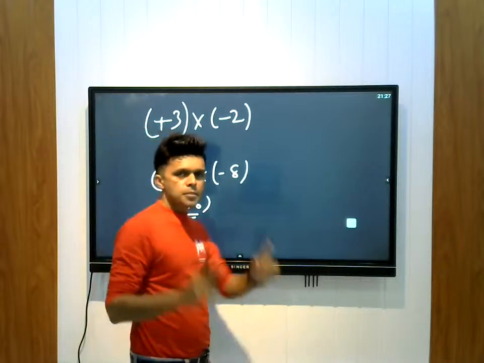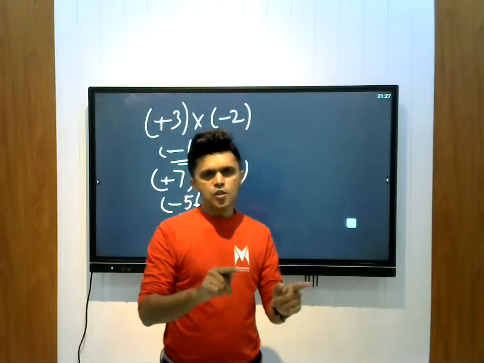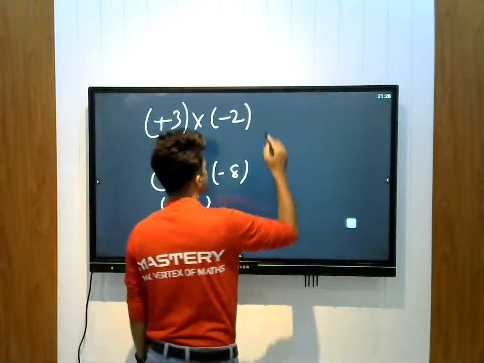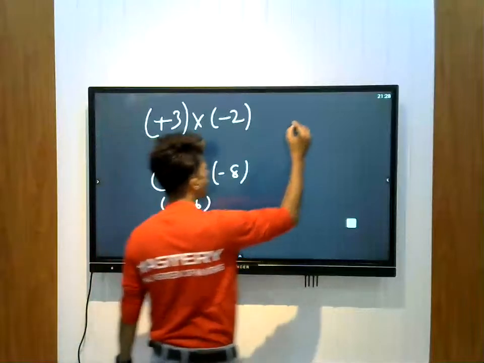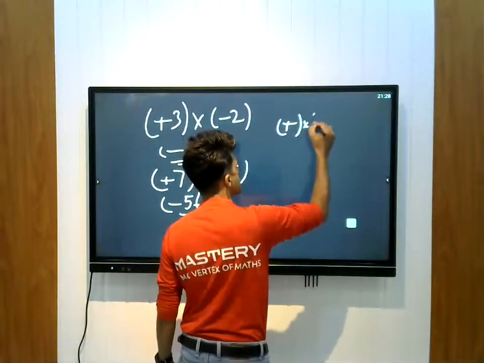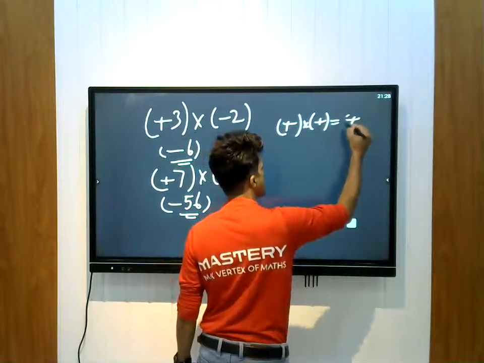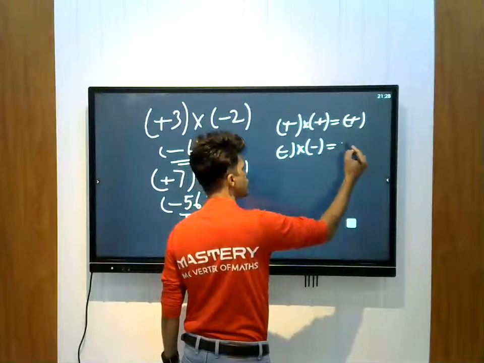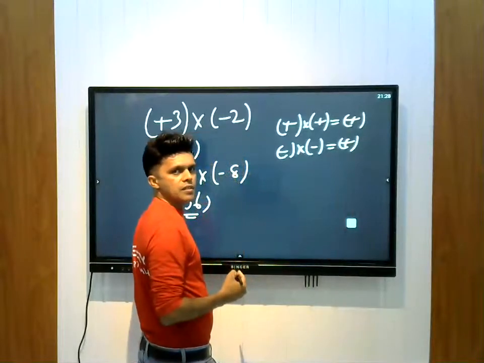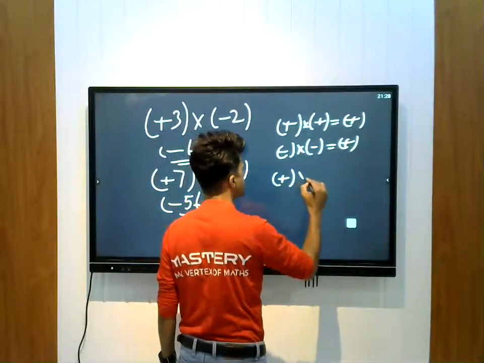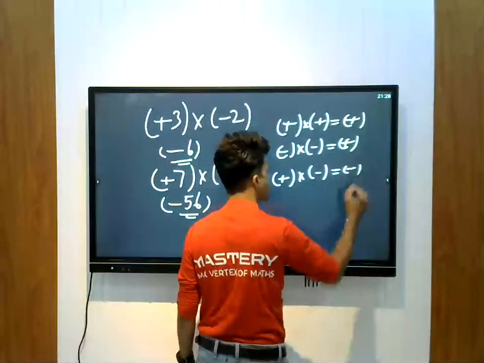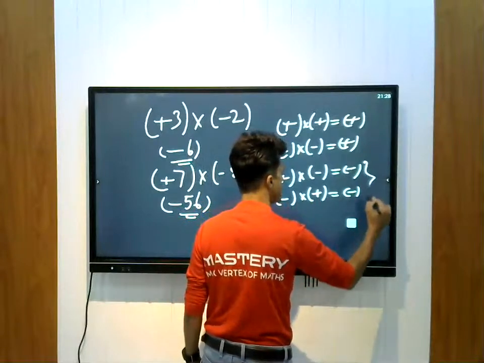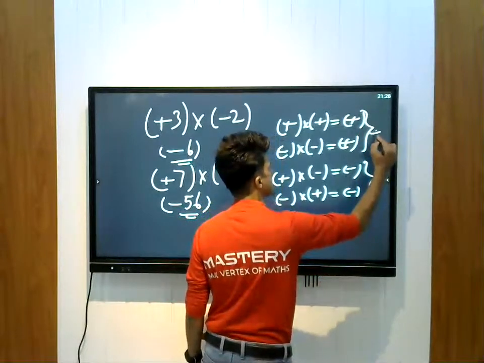So you know that plus into plus is plus, minus into minus is plus, plus into minus is minus. Then what is minus into plus? You know plus into plus is plus. Learn it properly. Minus into minus is plus. The other one, plus into minus is minus. So what should minus into plus be? Minus into plus is minus. Here minus, here plus.